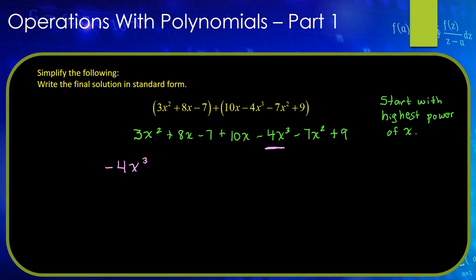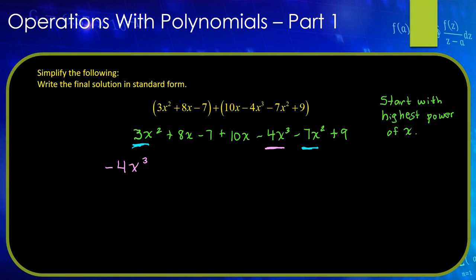I do see I have a 3x squared and a -7x squared. This minus sign right here is attached to this 7. This one's positive because there's nothing in front of it. And I can only add terms together, so I can't take an x cubed and subtract an x squared from it.